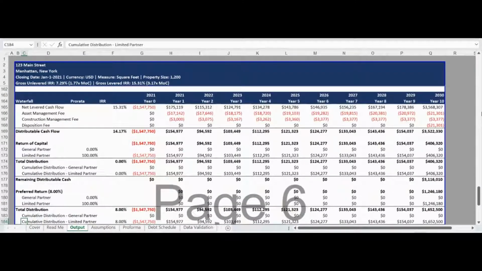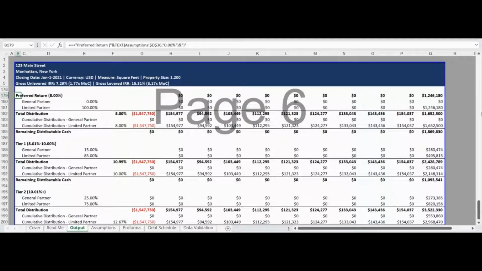The waterfall model begins with the gross levered net cash flow. The investment management fees, construction management fees, and disposition fees are deducted to arrive at a net distributable cash flow. A 100% return of capital is provided to the limited partners. This means the limited partners receive a 0% internal rate of return as they are receiving their capital back.